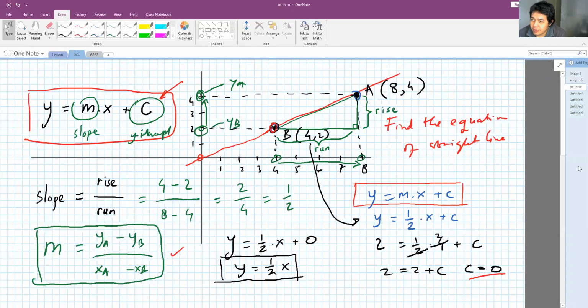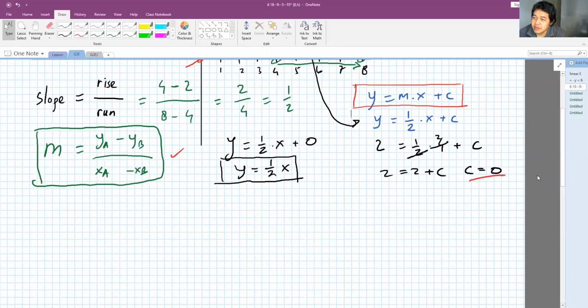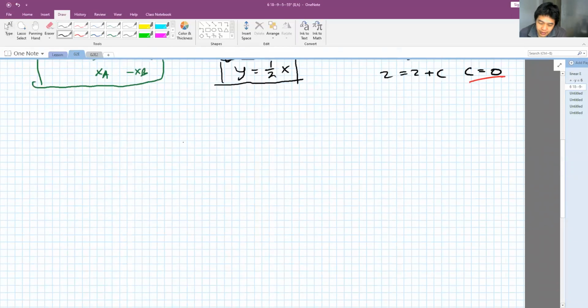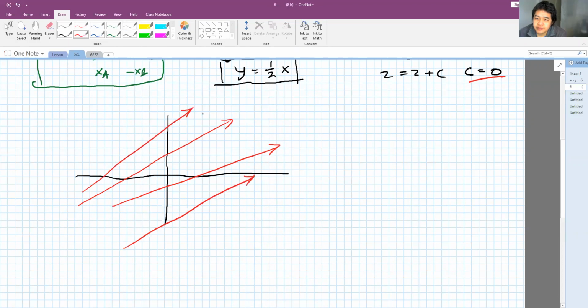Now, I want to talk about the slope of a straight line. So as you see here, we get a positive value of a slope. And normally when we talk about the value of a slope, yeah, we can get the positive value like this. So basically what happens is the straight line that you will see will be something going to that direction. That's the positive slopes.